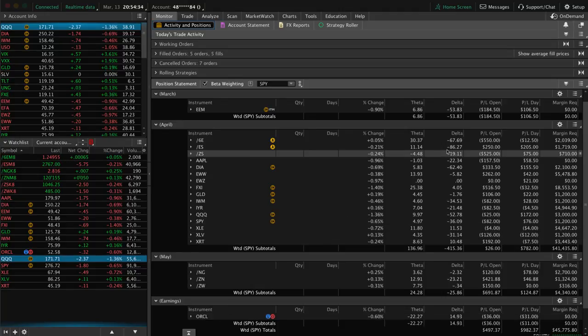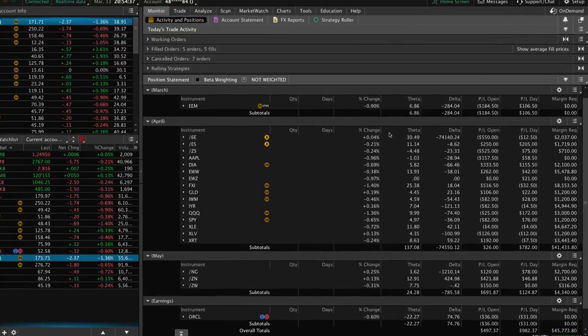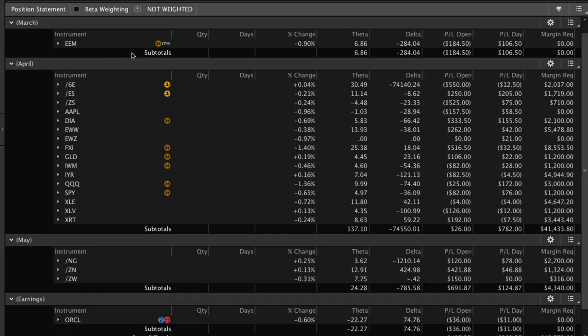So if we take a look at the delta of the portfolio, let me uncheck this first. If we take a look at the delta of each position, you'll see in EEM we've got a negative delta of 284. So that's a directional bias. We are short EEM. We want the price of EEM to go down. And what that references is the 284 negative delta. So for every dollar EEM moves down, we would make $284. For every dollar EEM moves up, we would lose $284. Okay, so that's the directional bias, and that's what that delta number means.